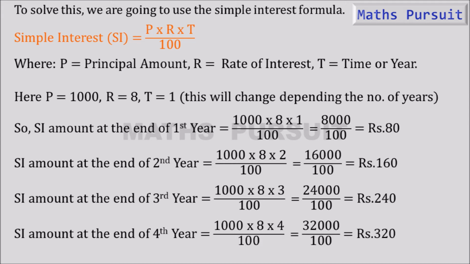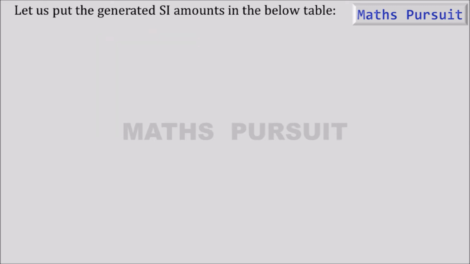The SI amount at the end of fourth year is equal to 1000 into 8 into 4 divided by 100. Here it is fourth year, for that reason we consider T as 4. That is equal to 32,000 by 100, that is equal to rupees 320. Let us put the generated SI amounts in the below table. As usual guys, to find out if it forms an arithmetic progression or not, we are again using a table. So now we have created a 5-column table with 3 rows.